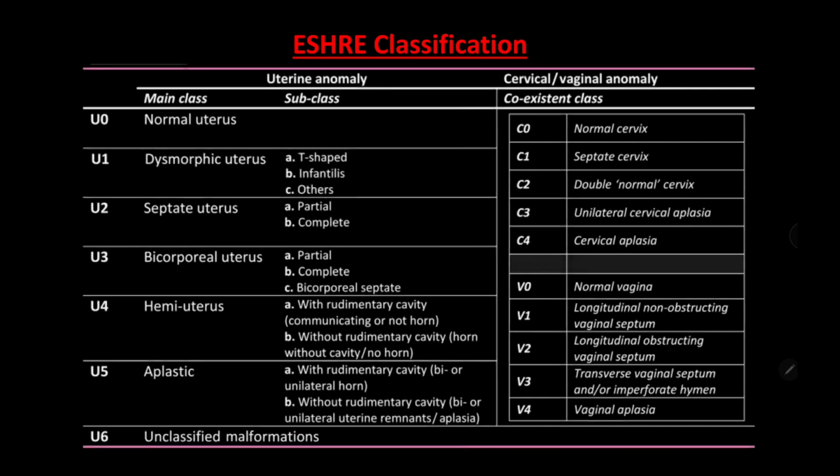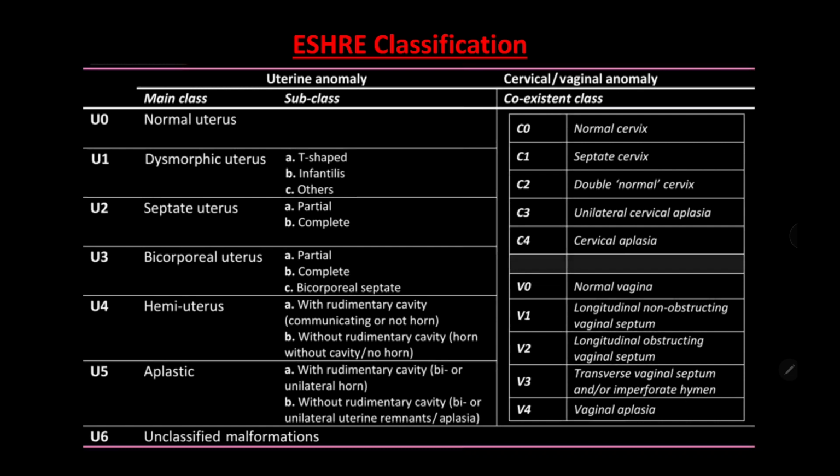So based upon this knowledge, now we are in a good position to talk about the ESHRE classification system. The ESHRE classification system divided the Mullerian duct anomalies into anomalies of the uterus, anomalies of the cervix, and anomalies of the vagina separately, contrary to that of the American Fertility Society classification. And what is peculiar about this classification is the inclusion of a class for normal uterus, which is the U0, the normal cervix, the C0, and the normal vagina, the V0.